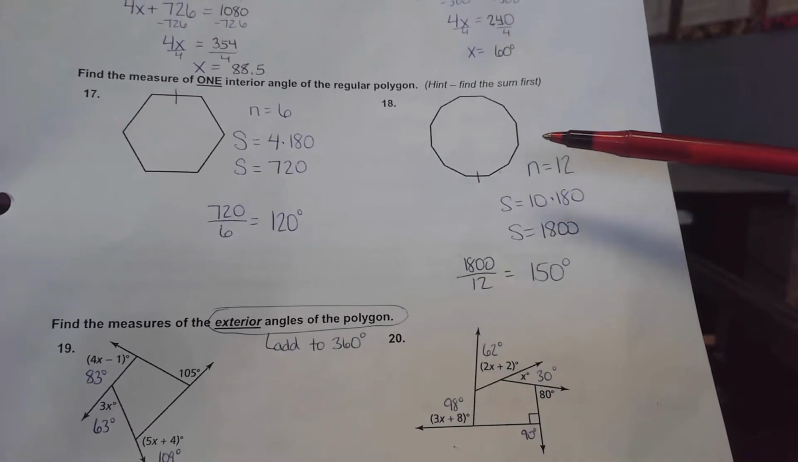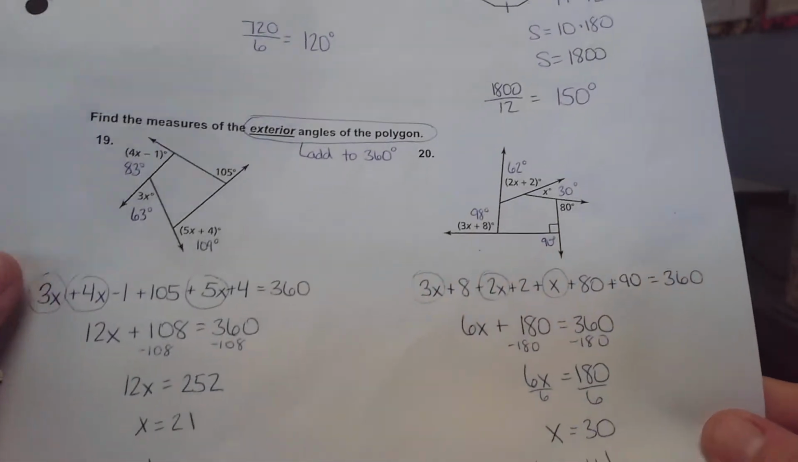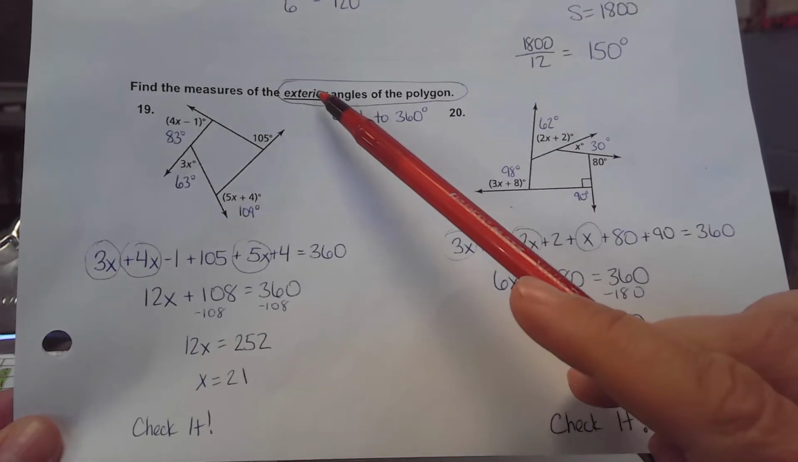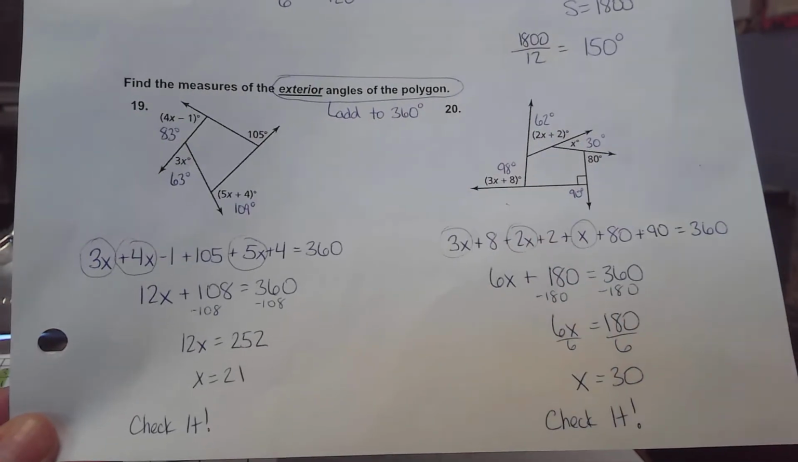Same on 18. Okay, count the sides. Be careful. I would suggest you count the sides twice on the test. Numbers 19 and 20. All of the exterior angles of any polygon add to 360.